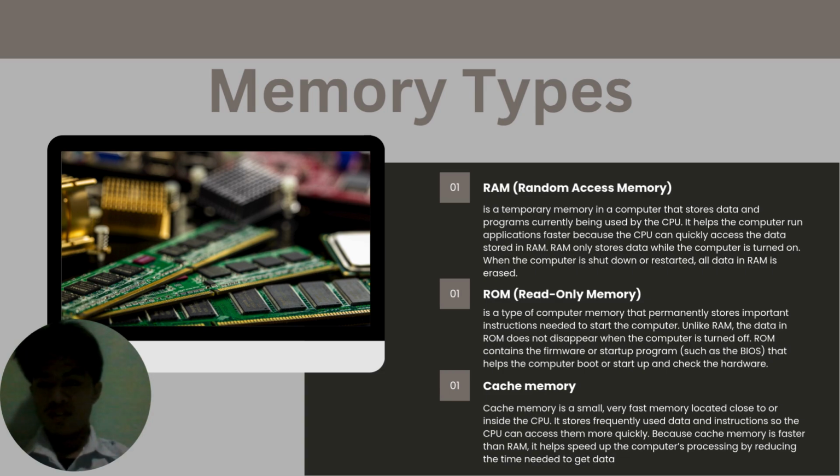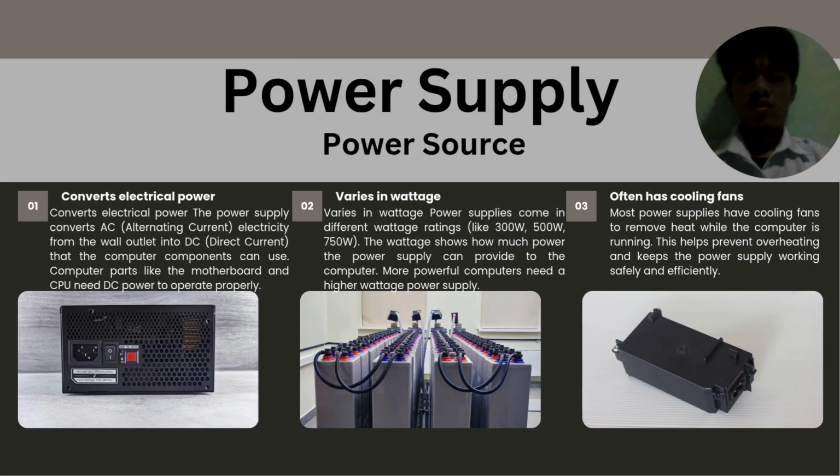Next one is cache memory. Cache memory is a small, very fast memory located close to or inside the CPU. It stores frequently used data and instructions so the CPU can access them more quickly. Because cache memory is faster than RAM, it helps speed up the computer's processing by reducing the time needed to get data.